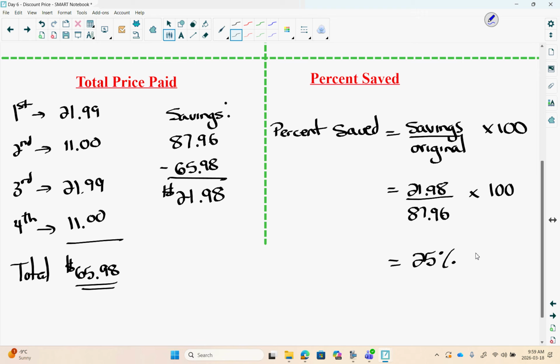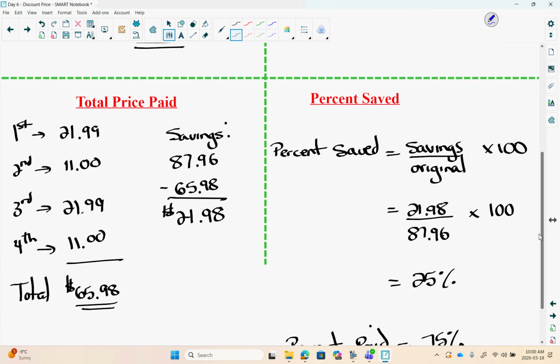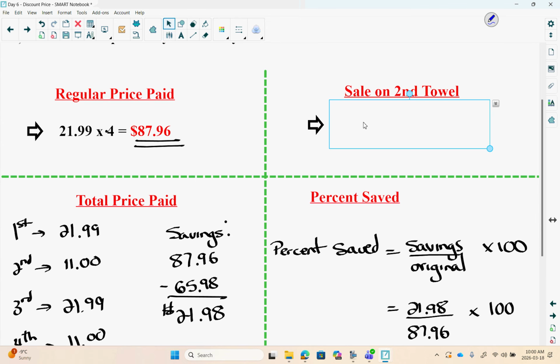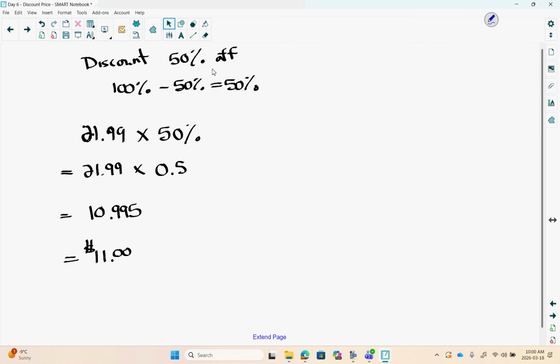25% savings. If I save 25%, what did I pay? Doesn't ask for this question, but we'll call it the $50 follow-up. Percent paid is what? 75%. Nailed it. You cool with that? Awesome. Okay. This was the sale of the second towel. $21.99 times 0.5. I did that over on this. I just wanted to show you where the 0.5 or the 50% came from.